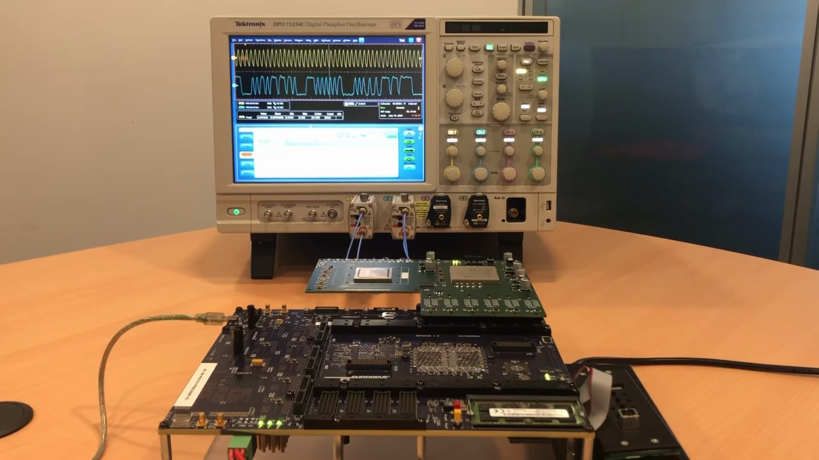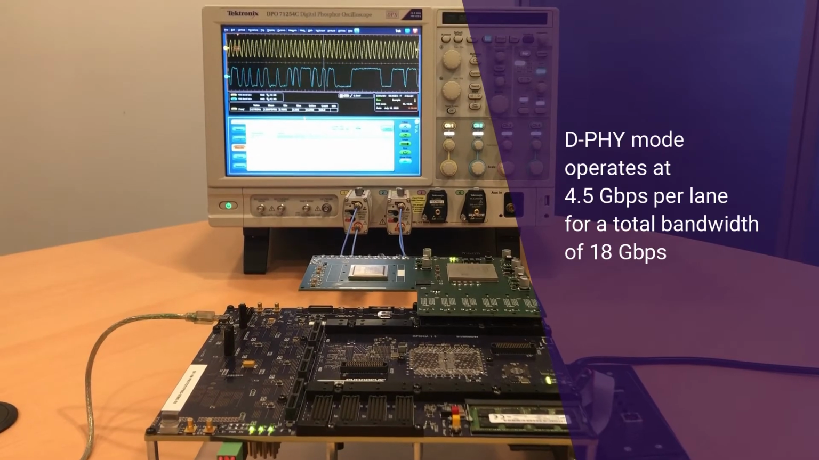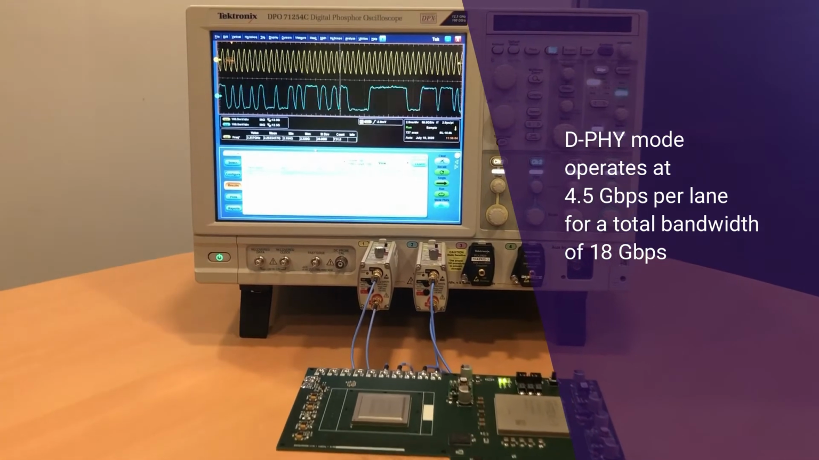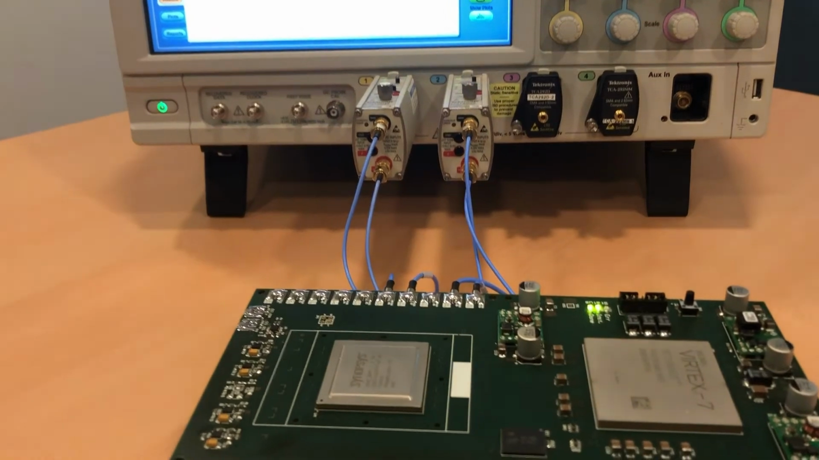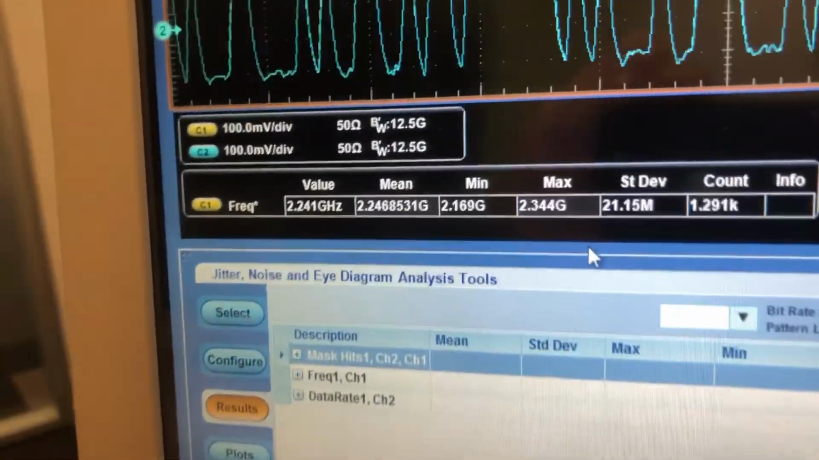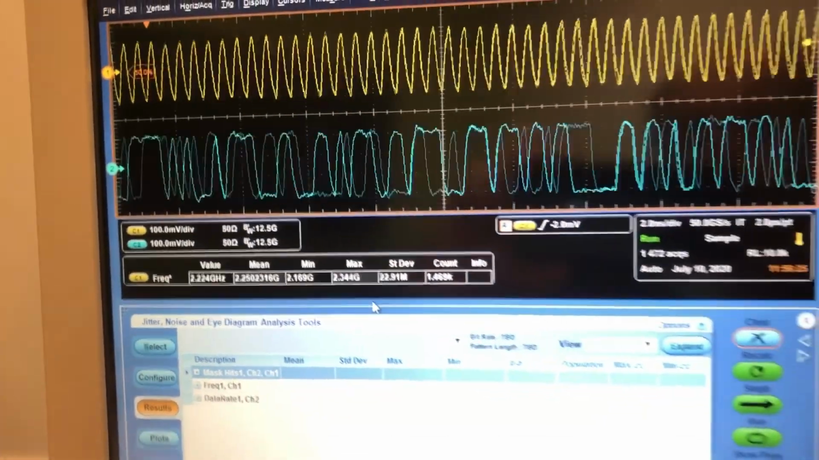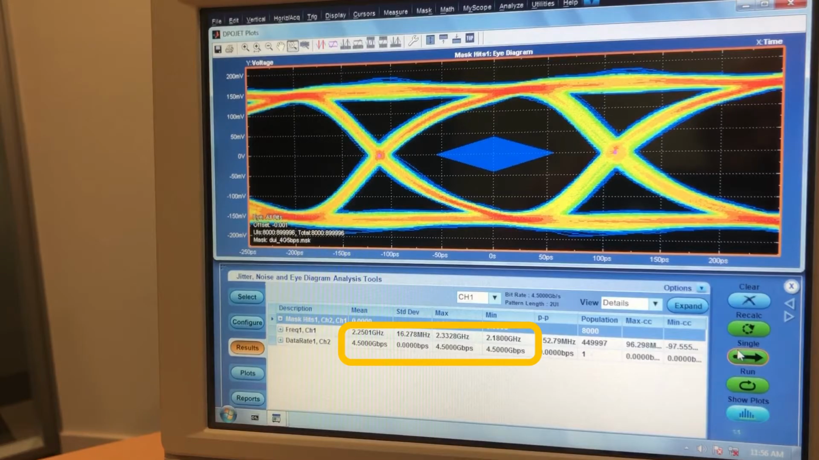Let's also look at the CD-PHY TX configured in D-PHY mode and operating at 4.5 gigabits per second per lane. So for the 4 lanes, we're talking about 18 gigabits per second total bandwidth. 4.5 gigabits per second per lane is the D-PHY version 2.1 of the spec. So we exercise the PPI, and in this case, we're running a built-in tool for eye diagram analysis in the scope. And here you can see that the data rate is 4.5 gigabits per second. And here it is, the eye diagram that looks very good.